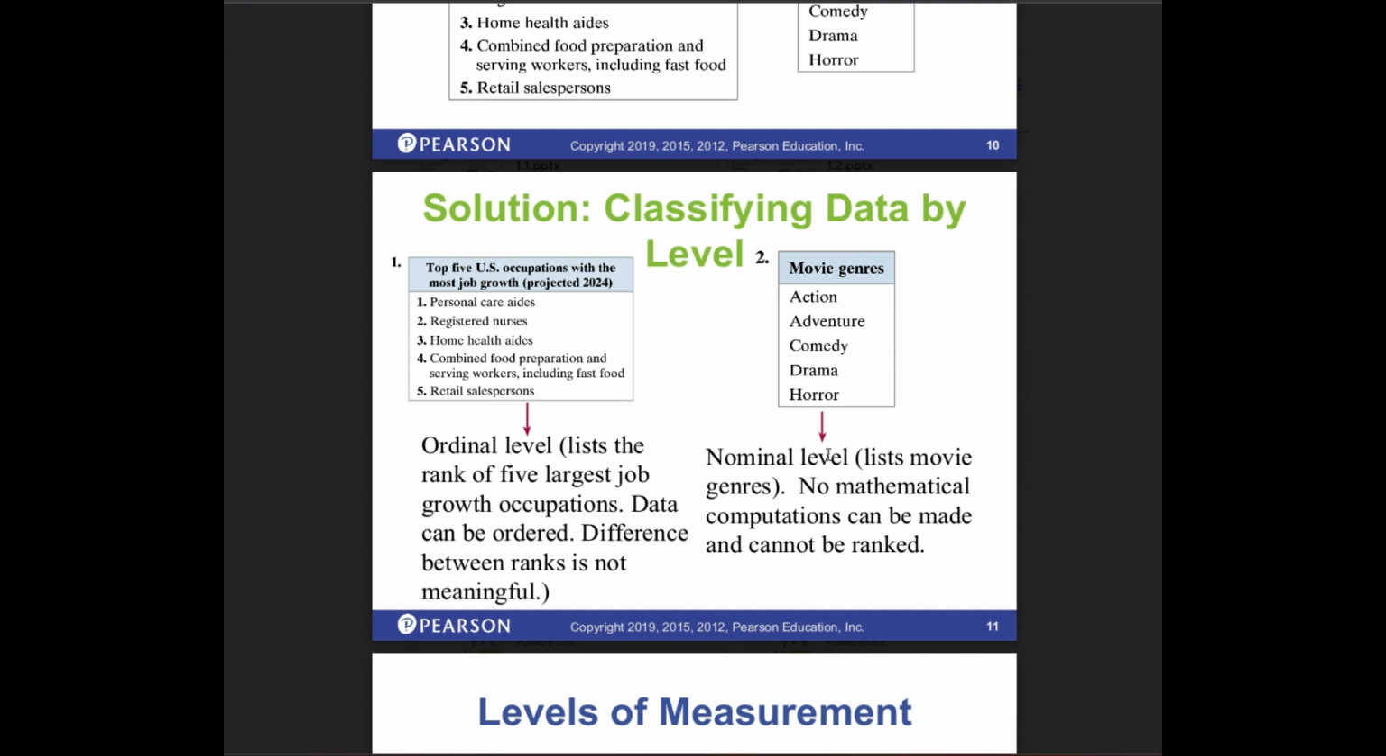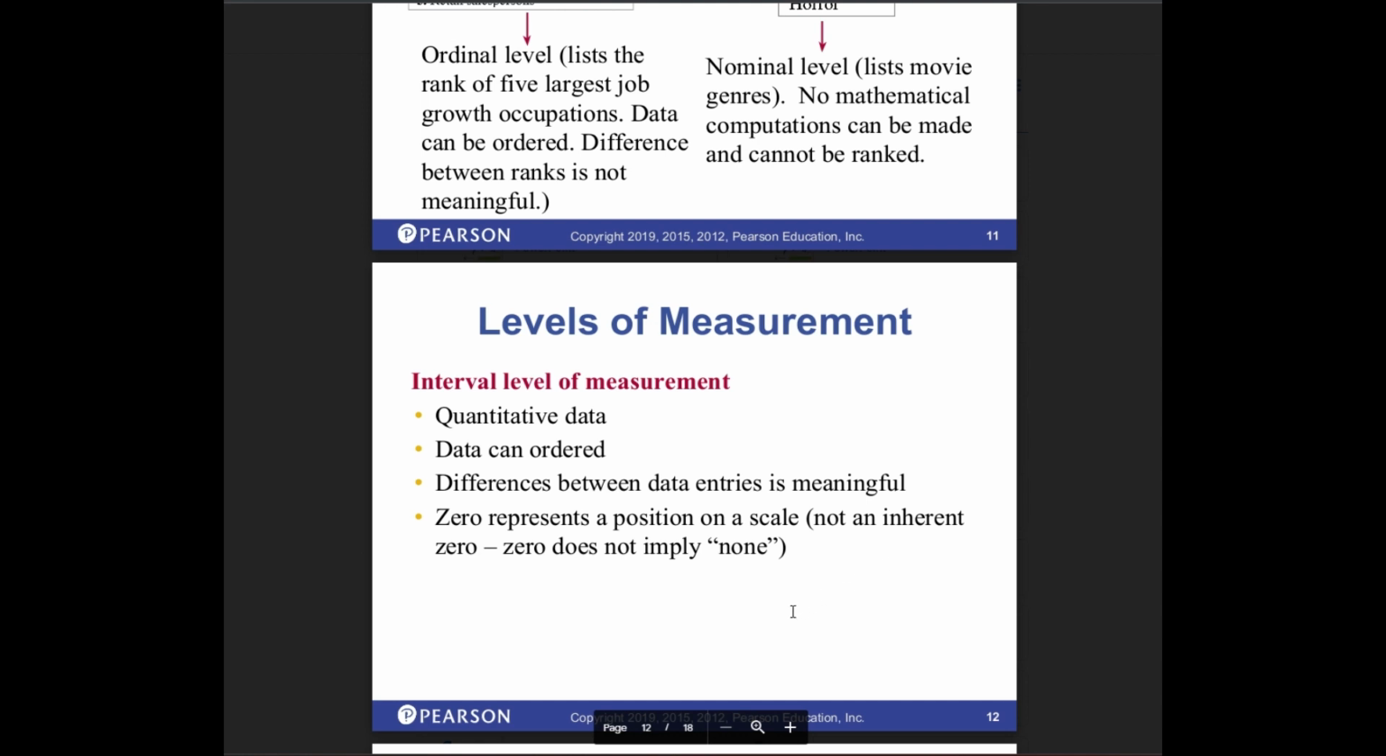And then the nominal level, which says movie genres: action, adventure, comedy, drama, and horror. It lists movie genres. No mathematical computations can be made and it cannot be ranked. And then another level of measurement is the interval level of measurement, which can only be quantitative data. The data can be ordered. Differences between data entries are meaningful. 0 represents a position on a scale, not like a regular 0, which just means none.